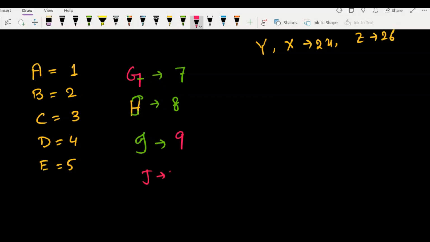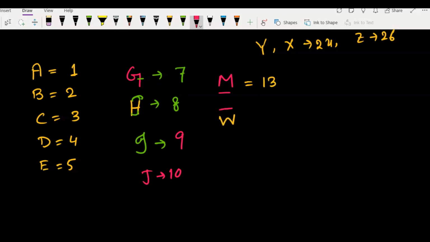And J is 10. This is in the EJOTY. Again M. For M, if we write a 1 like this, so M is how much? M is 13. Then which letter can you remember? W.